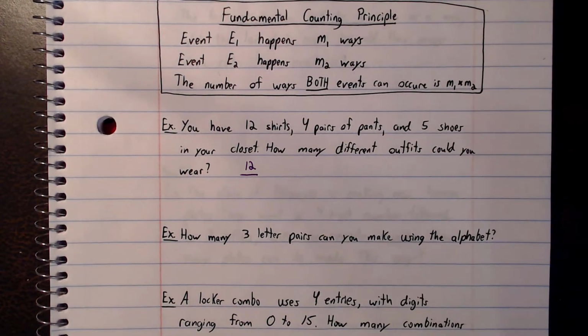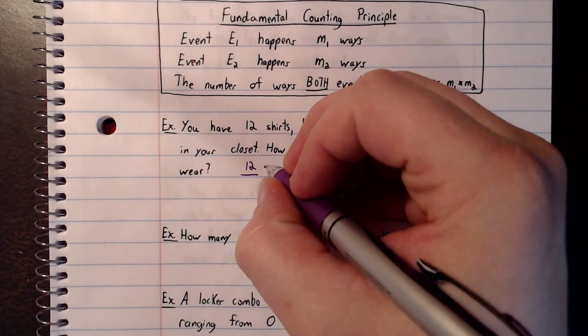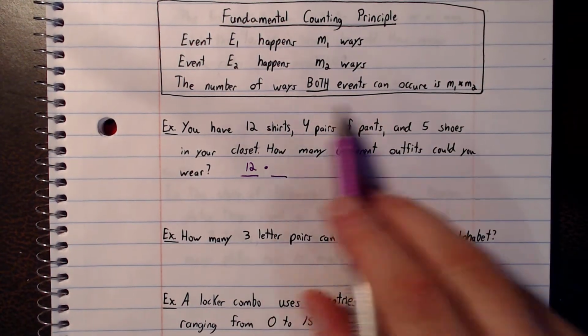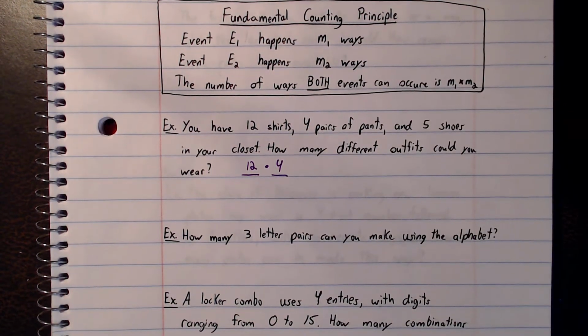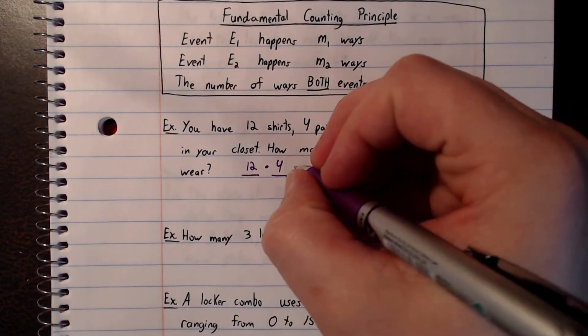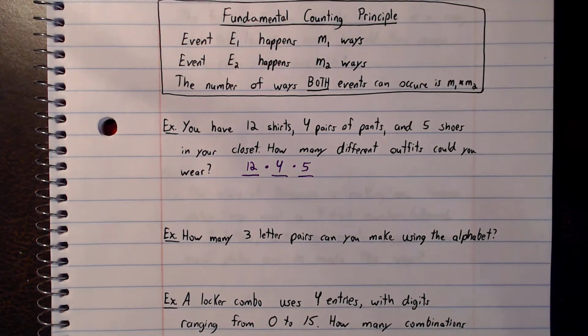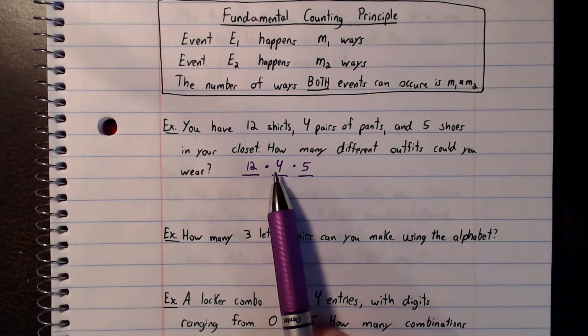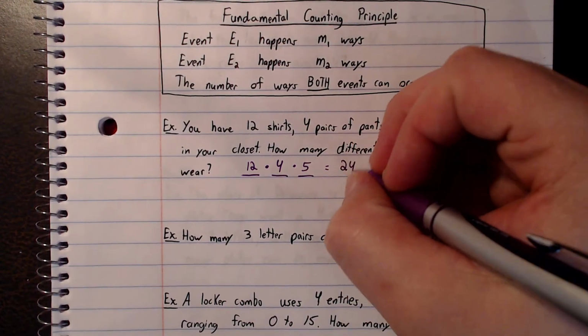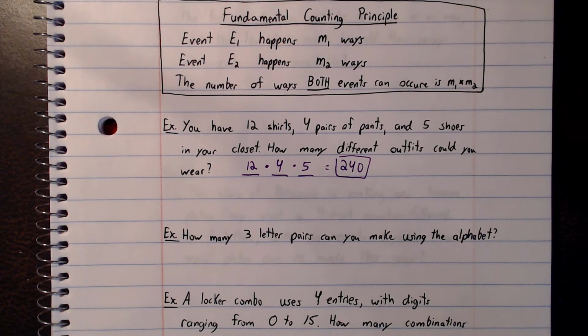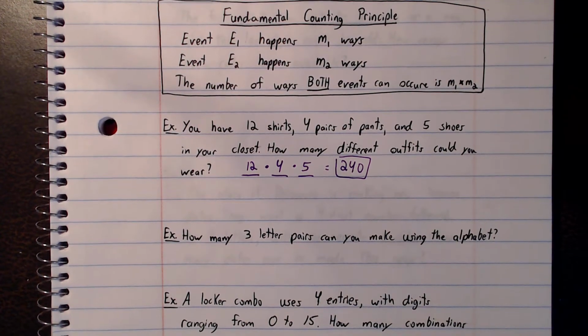Our second event would be putting on pants, and it tells us that we're multiplying. So for pants, we have 4 different things that could happen, right? We could put on 4 different types of pants. Finally, you have your shoes. You have 5 different shoes that you could be wearing. Okay, so if we multiply 12 times 4 times 5, let's see, that's 20. That'd be 240. So you have 240 different outfits that you could wear with 12 shirts, 4 pairs of pants, and 5 shoes.